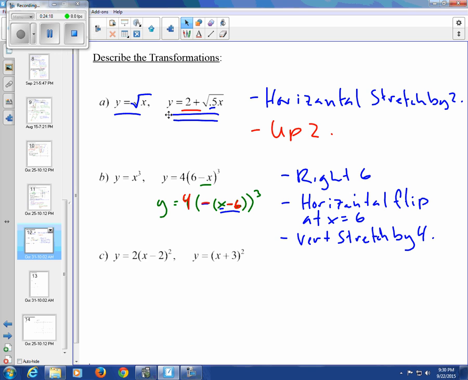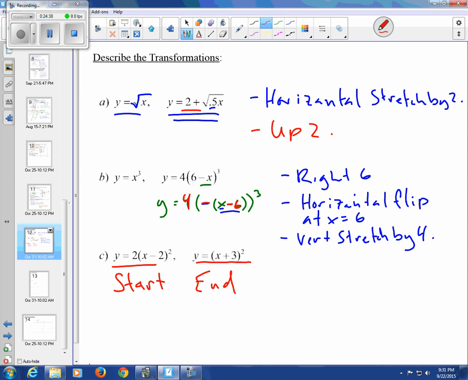Okay, so this last guy is a little bit tricky. We're talking about the transformations that we would need to do to go from this graph to this graph. And what we're going to do here is talk about the transformations that we see from the start, and then compare them to the transformations we're seeing here at the end. And those are transformations from x squared.